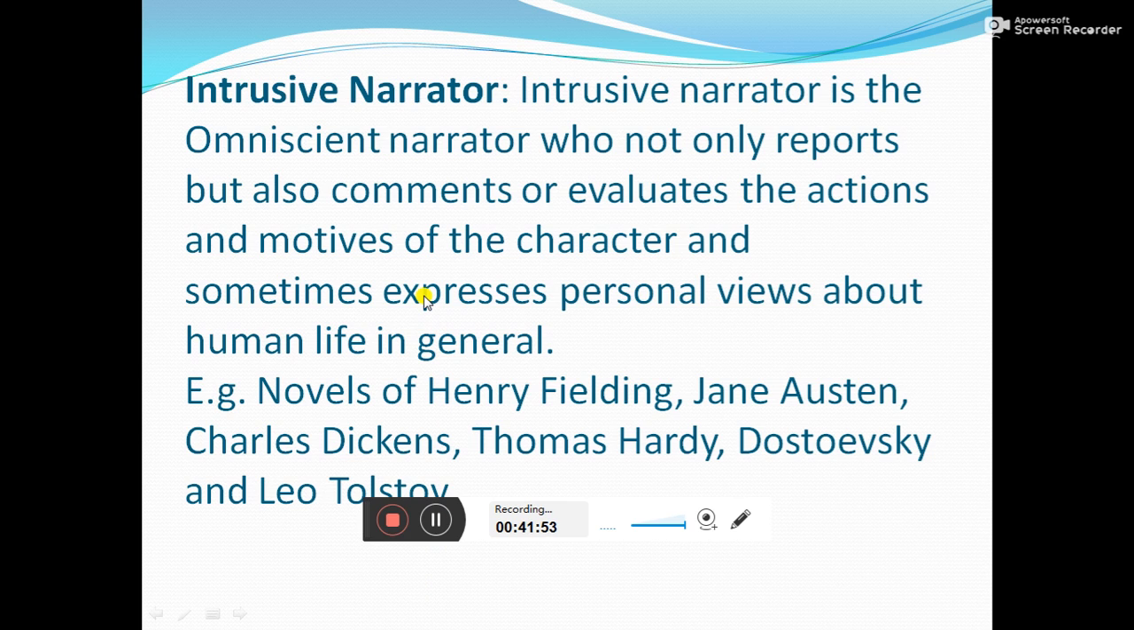Try to understand this. For example, while talking about a particular character, say that character's name is Ajay, the narrator will comment that Ajay's move or Ajay's decision to leave the job was unfortunate. Here, the narrator will not only describe his action, but he will say that it was unfortunate because it is a comment, and that's why such a narrator is called an intrusive narrator. I hope this gets clear.